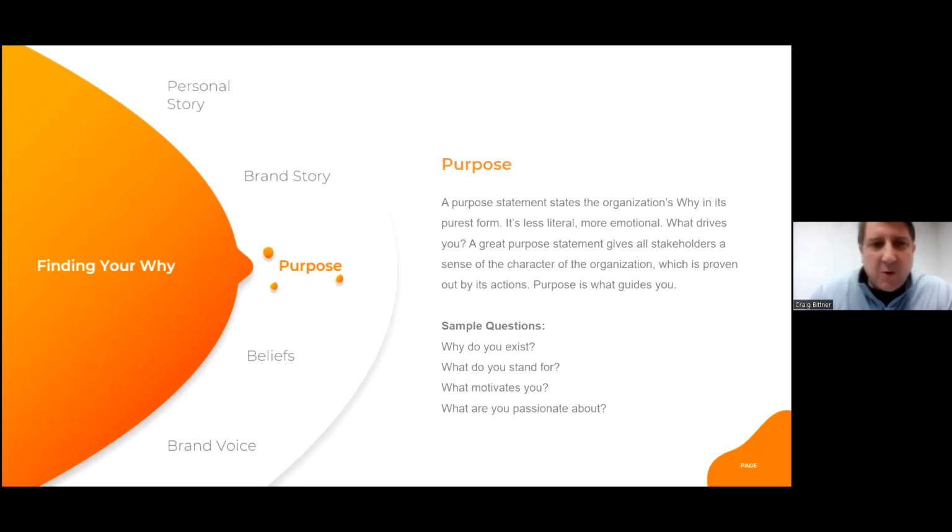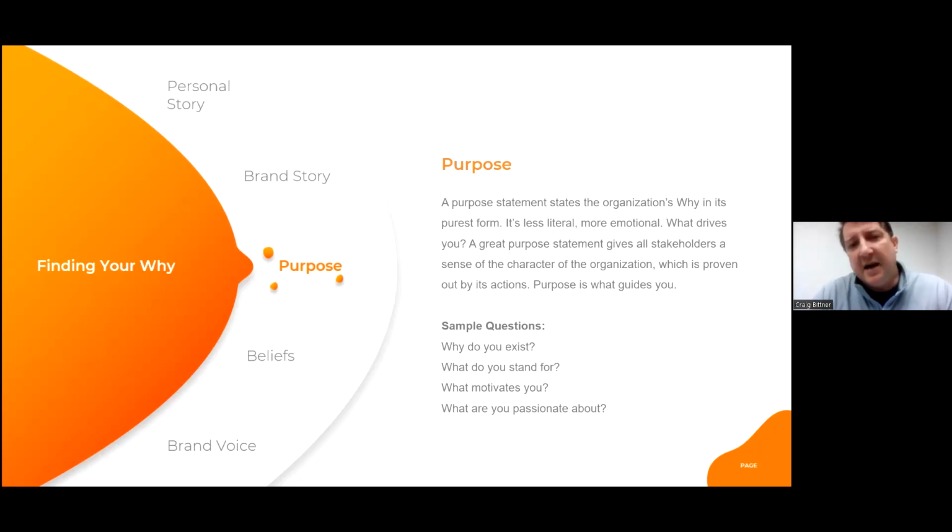So some sample questions you might ask when you're trying to figure out what your purpose is: why do you exist? What do you stand for? What motivates you? And what are you passionate about? Those things can, but they don't necessarily have to, tie directly to your main services. It's really helpful to just get honest and have the stakeholders say, what are you passionate about?